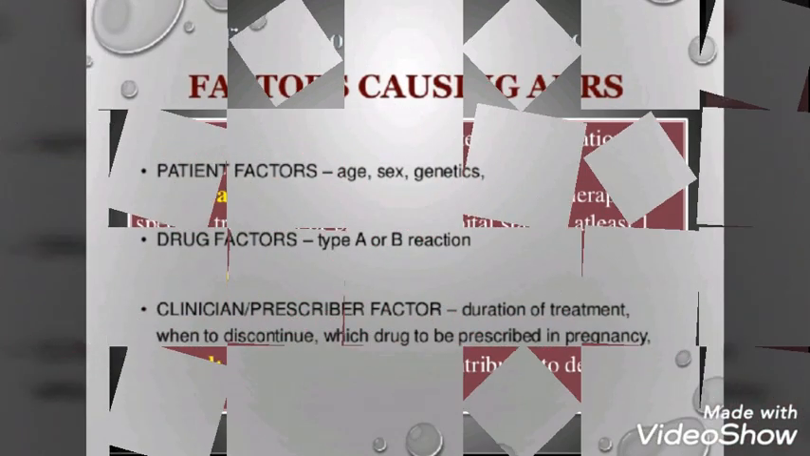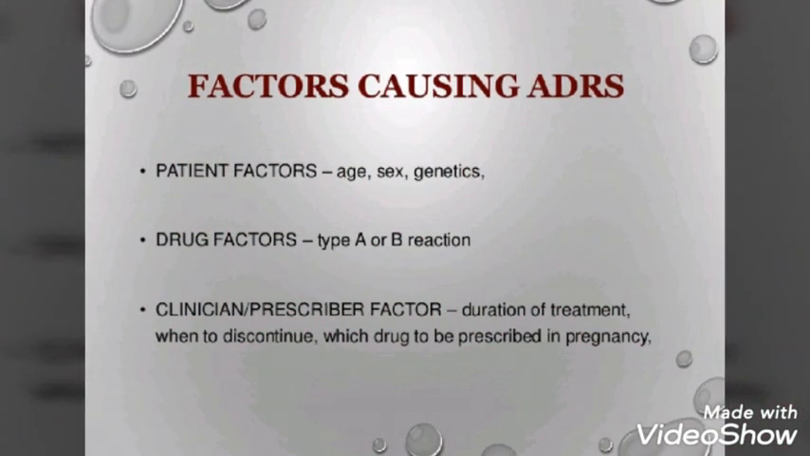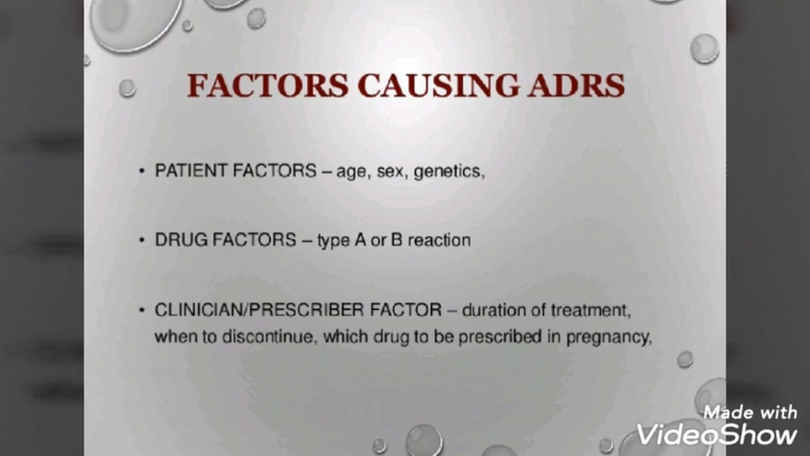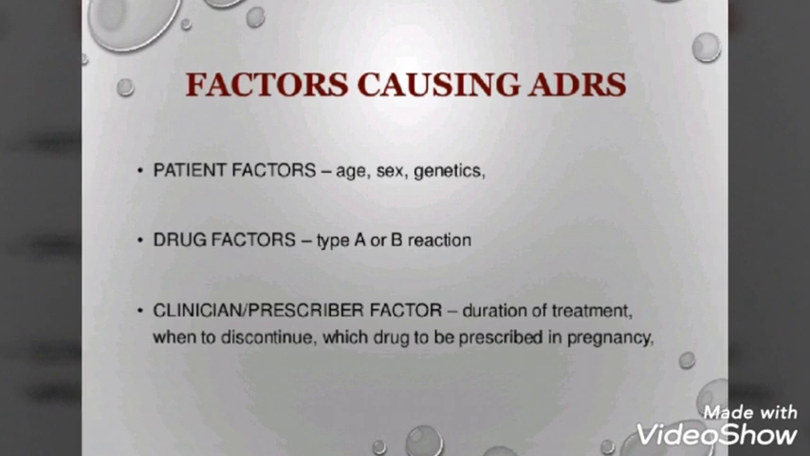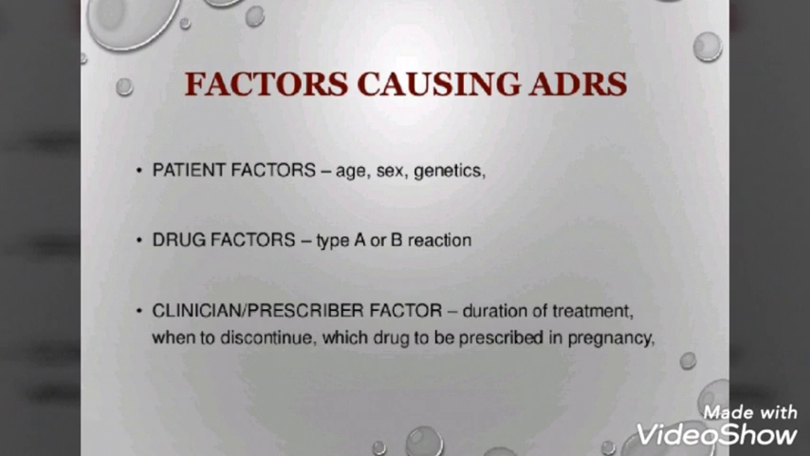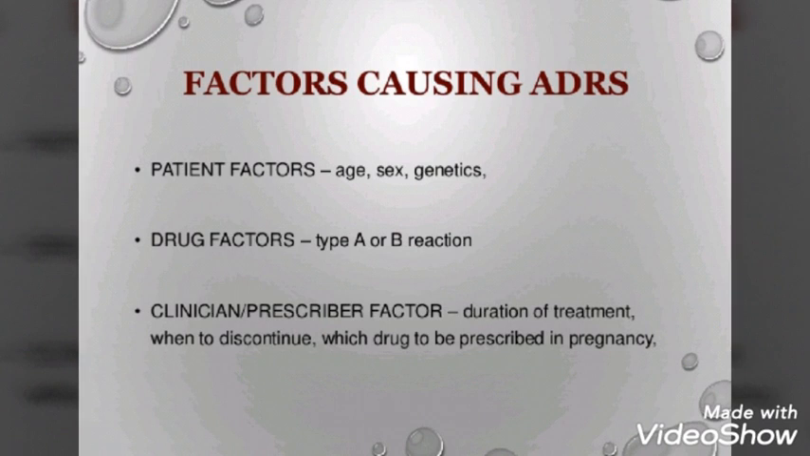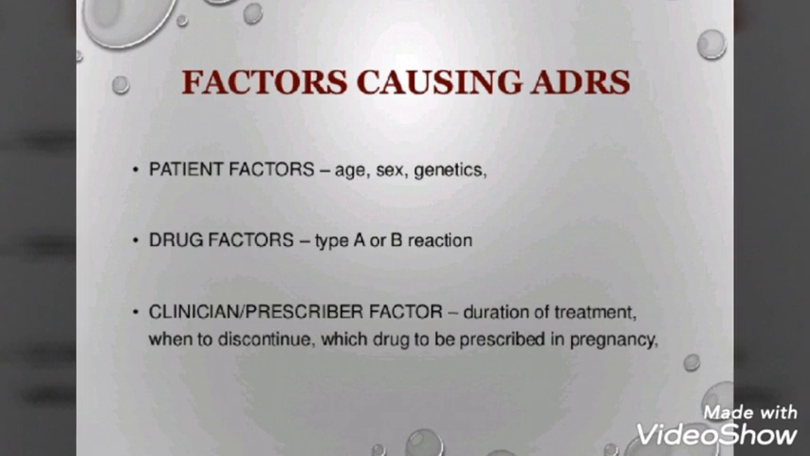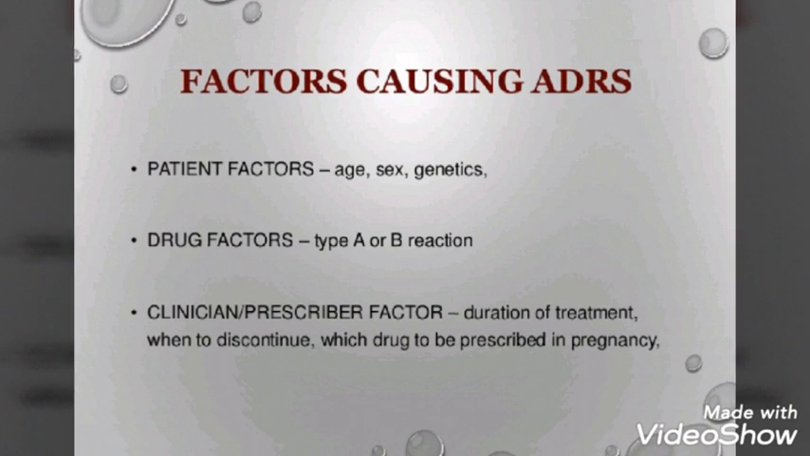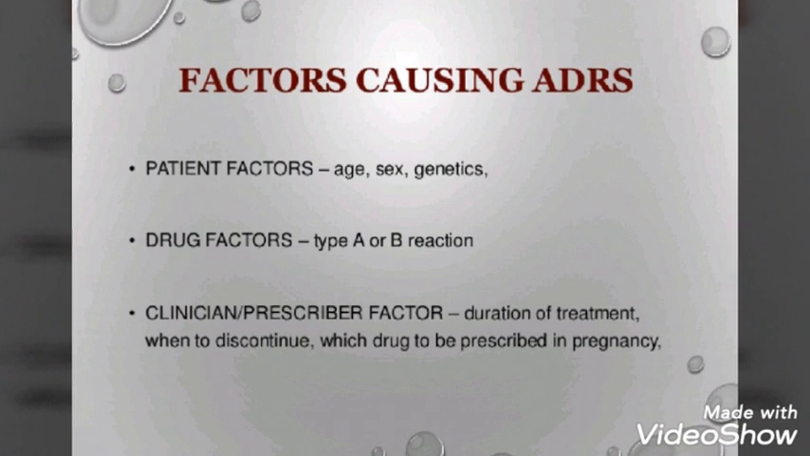Then the next one is factors causing adverse drug reaction. What are the factors that can cause drug reaction? Patient factors depend on the patient: age, sex and genetics. Age means old age. Sex means females are more prone because they have weaker bodies. Genetics means when we inherit these symptoms from our parents. Then drug factors, type A or type B. Type A is drug related and type B is immunity related. Clinical factors are duration of treatment, when to discontinue, and which drug to prescribe in pregnancy. Long-term use of drugs can also cause side effects.